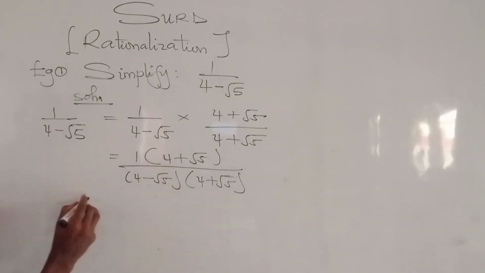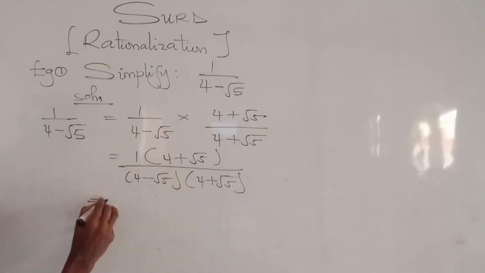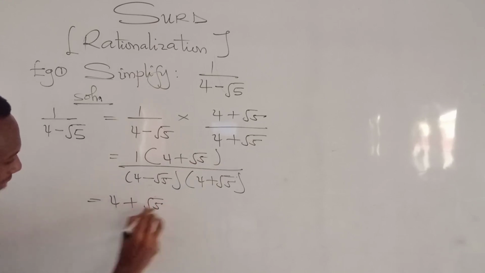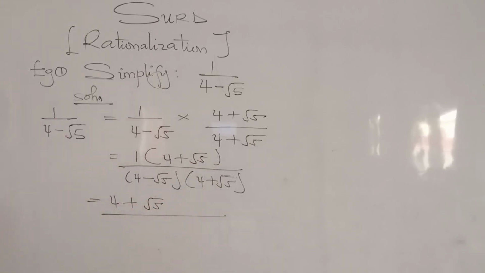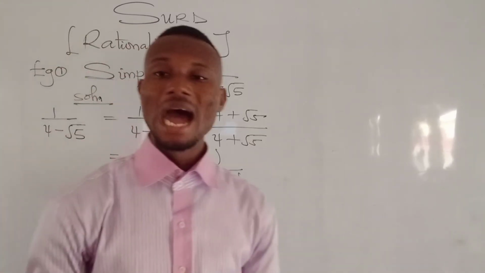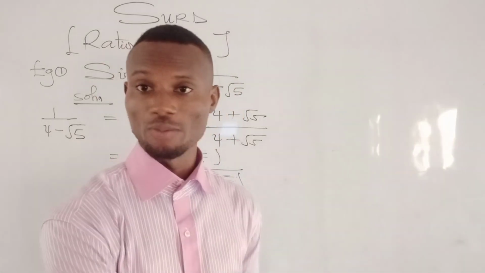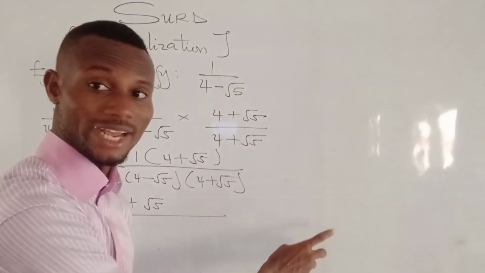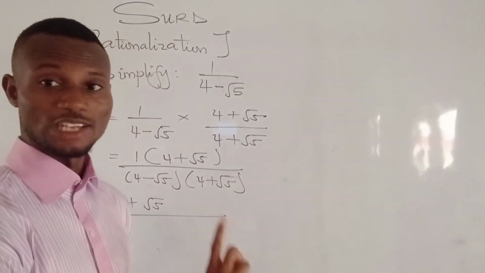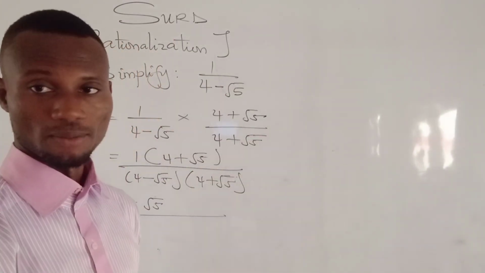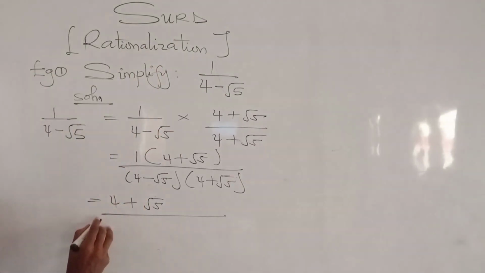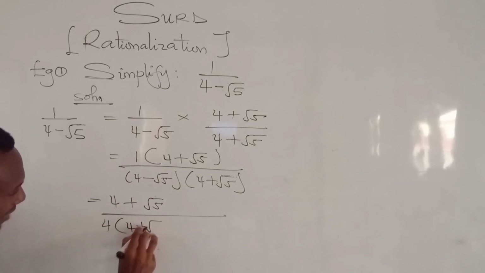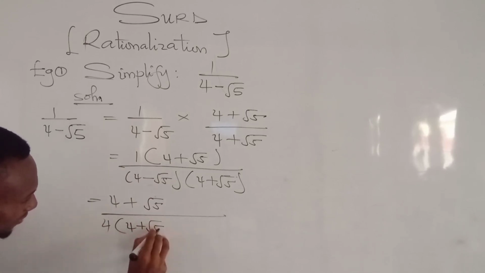So I'll have 1 times 4, it gives me 4, plus 1 times root 5, it gives me root 5, all over the denominator. How to simplify the denominator is to apply the multiplication of two binomials principle. We are going to maintain the last bracket, then each term in the first bracket will multiply the last bracket, which is 4 plus root 5.